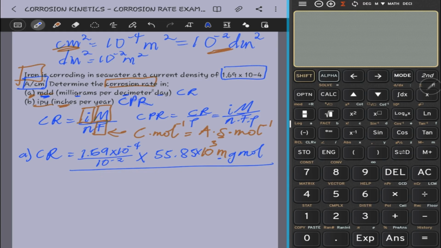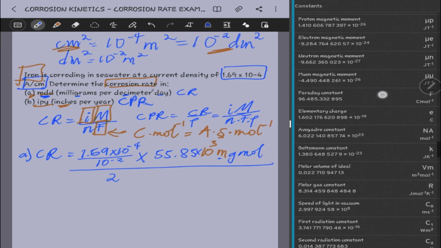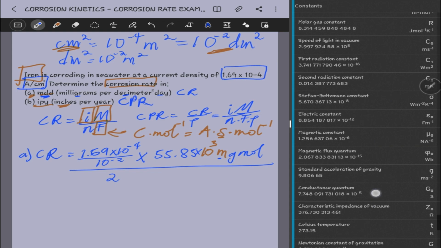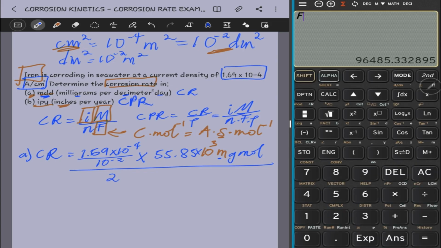The number of electrons involved, that generally will be 2 electrons. And then we have Faraday's constant. It's usually given, but I prefer using a calculator straightforward. There's an approximation, but I use the one on the calculator to make my life easier. So this is Faraday's constant. You just have to know the unit to use.